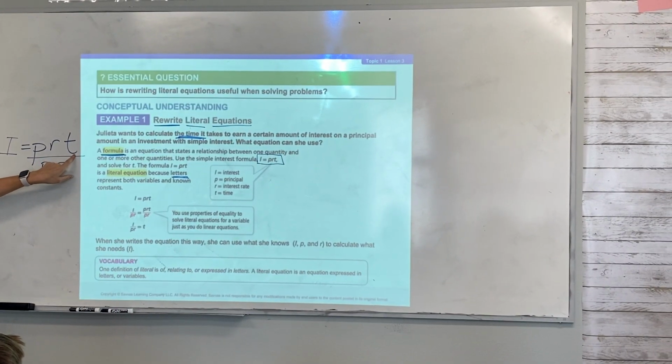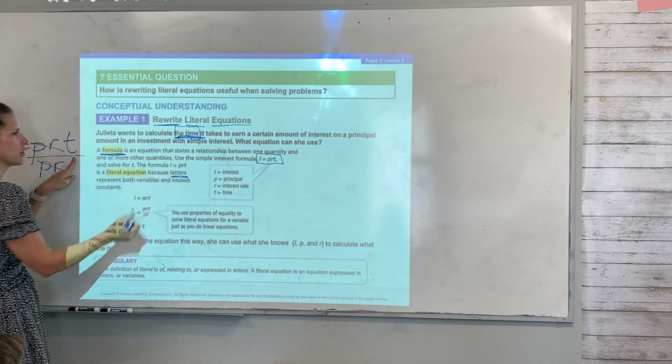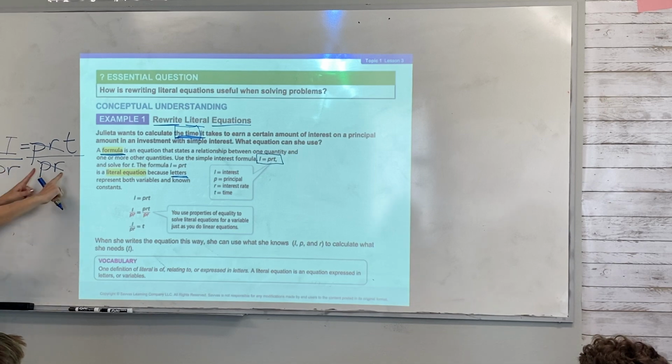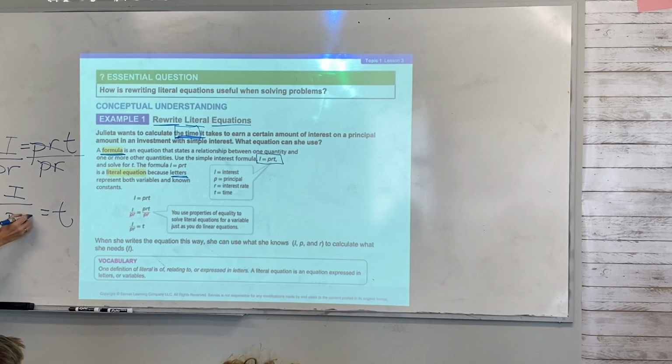Why not T? Because this is what we want to keep. We want to get that by itself. We want to get rid of this and this, and we want the T to be alone, because that's what we're trying to solve for. So I can move it over here, divide by PR, same thing to both sides. T is by itself. T equals interest over principal times rate.